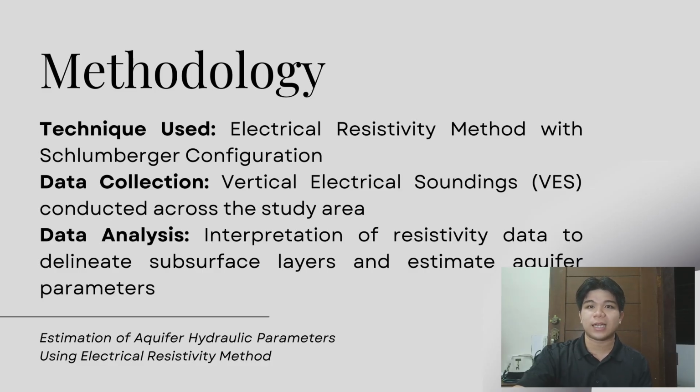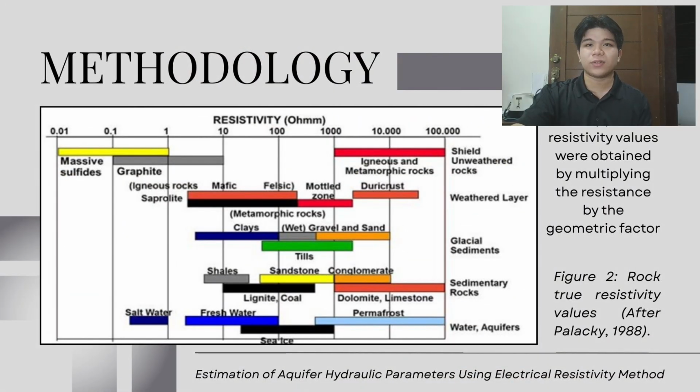And for the data analysis, the resistivity data were interpreted to delineate subsurface layers and estimate aquifer parameters. The apparent resistivity values were obtained by multiplying the resistance by the geometric factor, and the subsurface layers' resistivities were modeled using Palaki 1988 resistivity value chart.